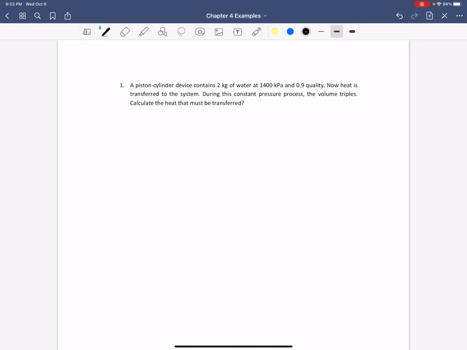Okay, so let's start with sketching and analyzing our problem. So we have a piston cylinder device. We identify our system as water. This is very important because we need to look at water tables. It tells you to look at water tables. And they give us the mass to be 2 kilograms. And remember, for closed systems, the mass is not going to change throughout the process.